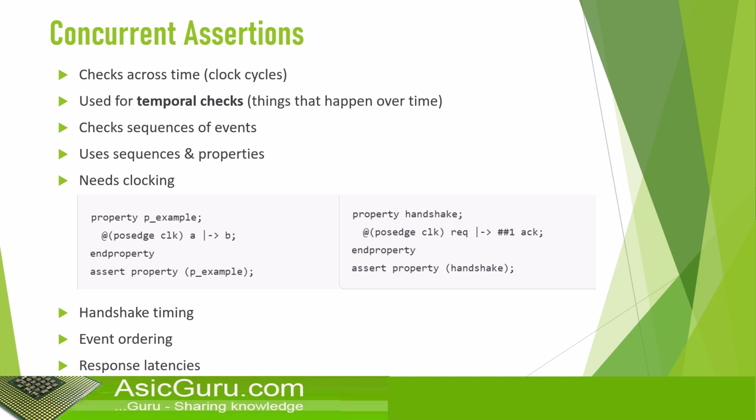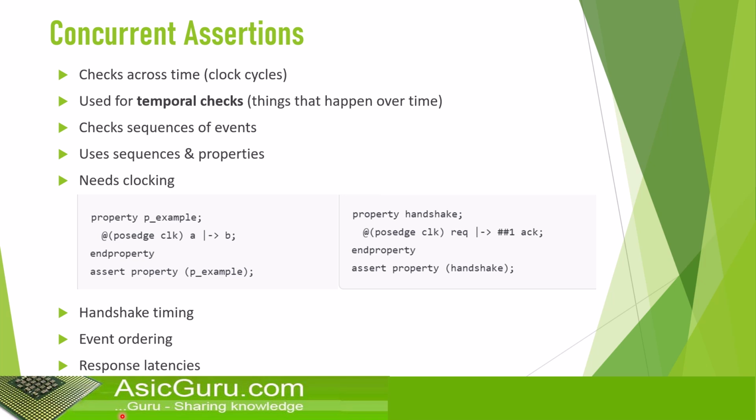So next we have concurrent assertions. Unlike immediate assertions that check conditions instantly, concurrent assertions check across time, meaning across multiple clock cycles. They are used for temporal checks to ensure that certain events happen in a specific order over time. Concurrent assertions are perfect for verifying sequences of events. For this, we first define sequences, then properties, and then assert those properties.